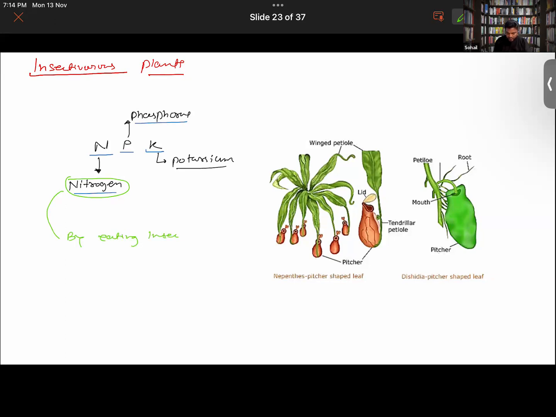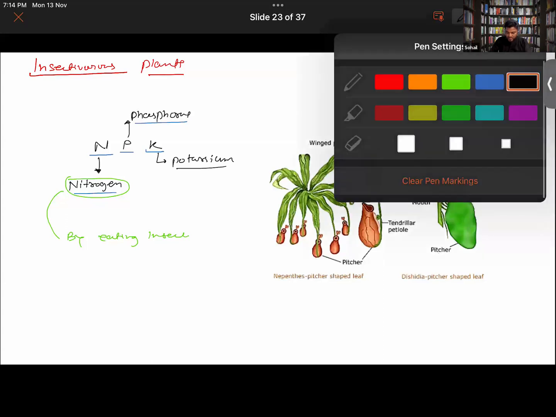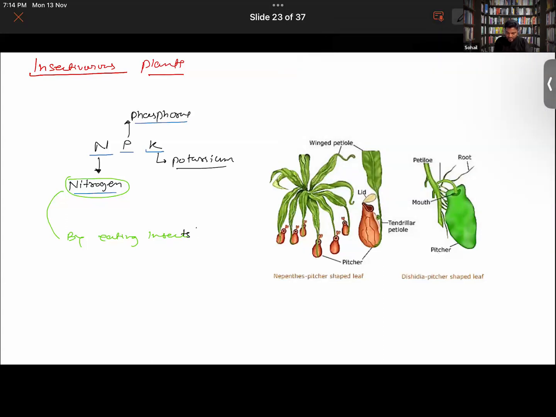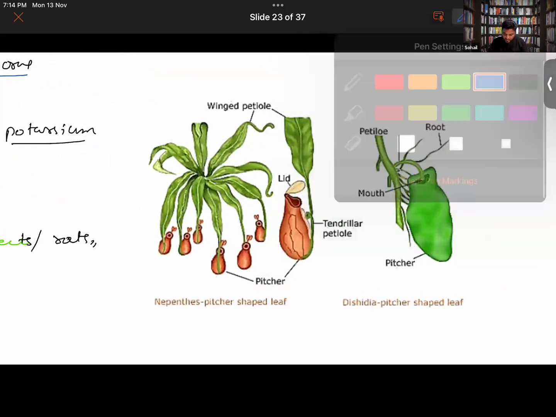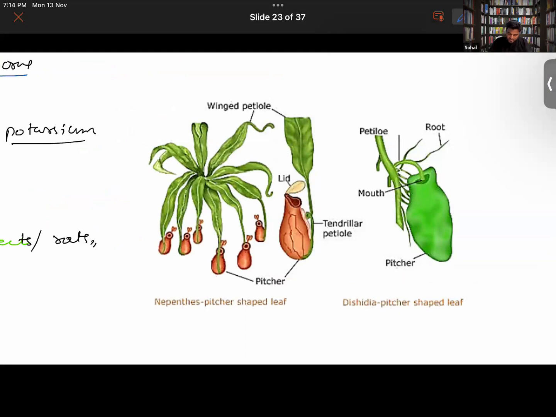Yes, sir. And now some of the bigger plants can eat not just insects, but rats as well. They can eat the small rats as well. So basically, when we see this plant, they have a peculiar structure in them. Look over here, this peculiar structure that you see is called a pitcher. Actually, this is called a pitcher.